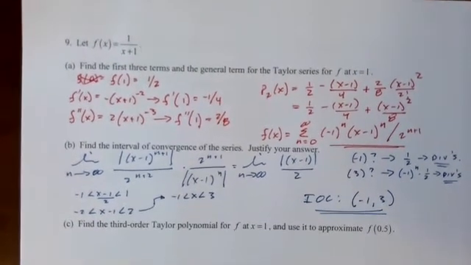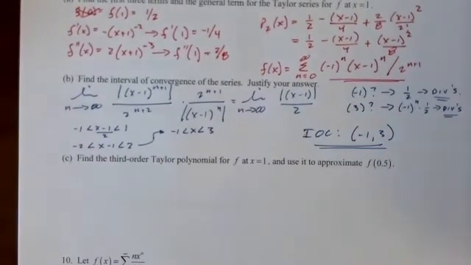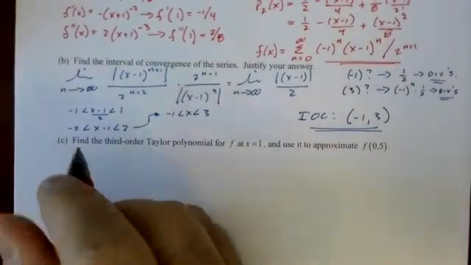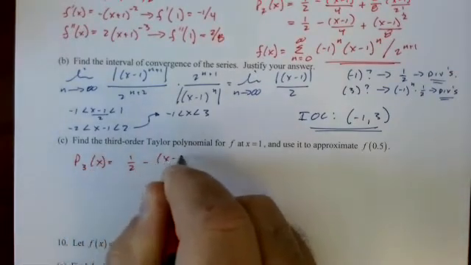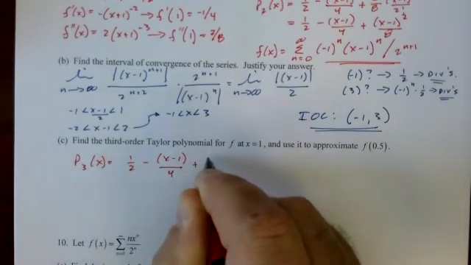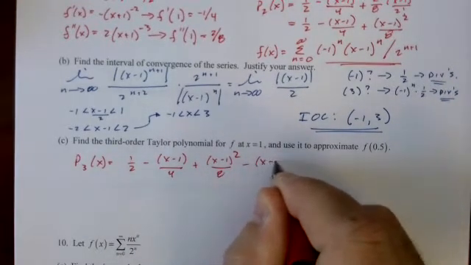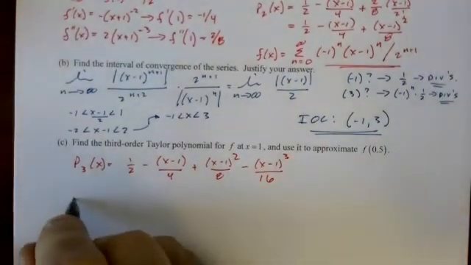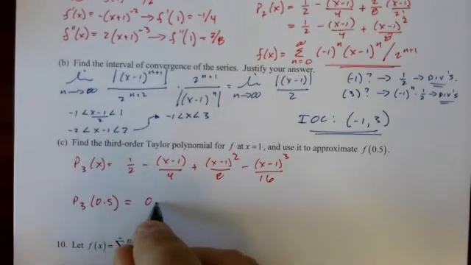Whew, breaking a sweat here. Find the third order Taylor polynomial for f at x equals 1. Use it to approximate f of 0.5. I can just blast out the third order based on what I put up above. I did a second order. Third order is 1/2 minus (x minus 1) over 4 plus (x minus 1) squared over 8 minus (x minus 1) to the third over 16. Now, you might think this is a little bit unfair, and I would agree. This has to be a calculator problem. So we're plugging in P3 of 0.5, and you would get 0.664.